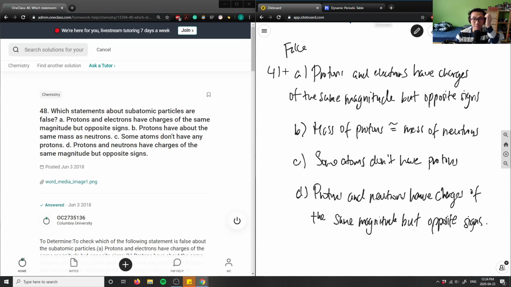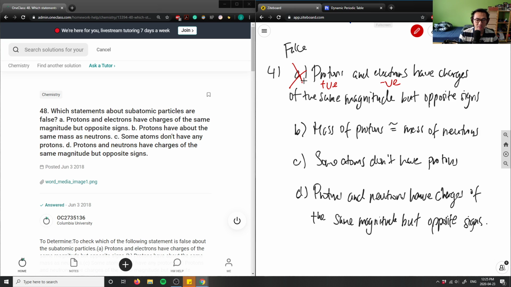Okay, so we have all these statements here. Let's look at the first statement, and we're trying to figure out the false one. Protons and electrons have charges of the same magnitude but opposite signs, right? So this is a true statement, so it's not the false statement. Protons are positive, electrons are negative. So they have charges of the same magnitude, which is great because one negative charge balances out one positive charge, but they have opposite signs. So this statement is true, and we're trying to figure out the false statement, right?